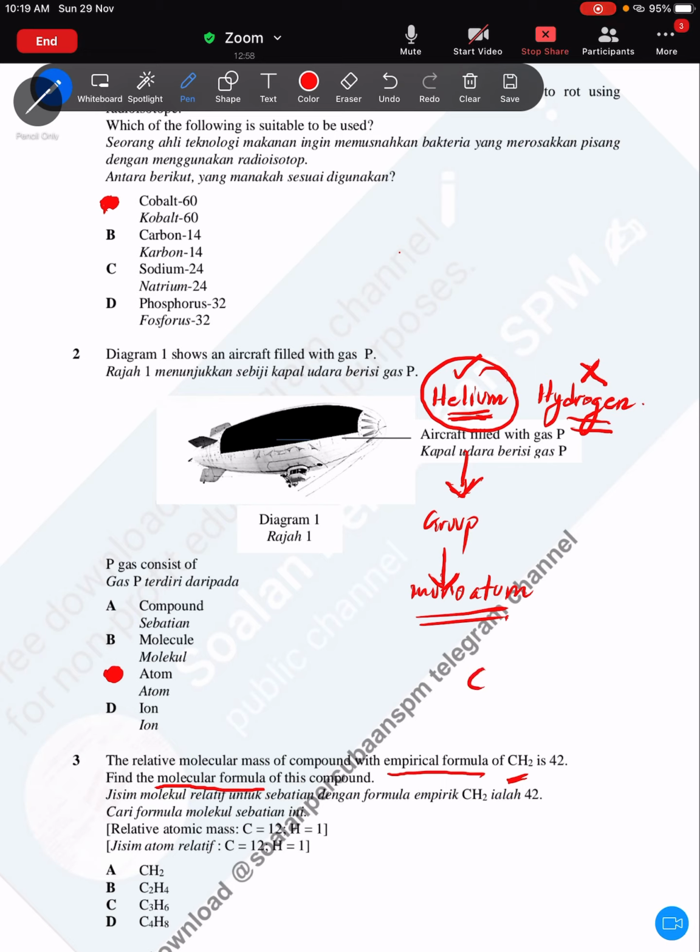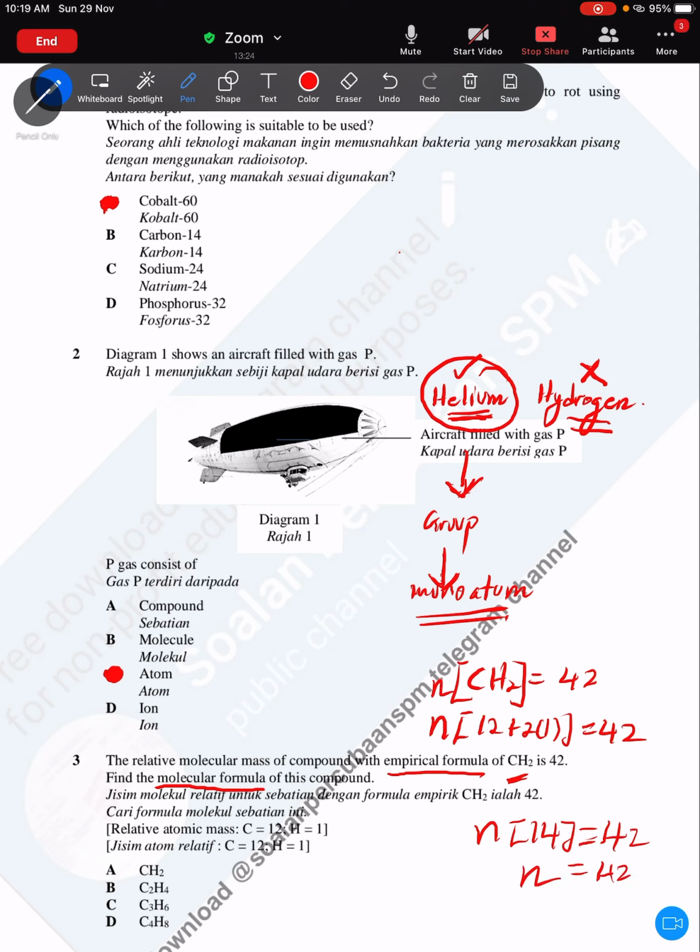Okay, you have CH2 is equivalent to 42 and n. So n times 12 plus 2 plus 1 equals 42. Then you have 14n equals 42. And you have n is 42 divided by 14. What do you get? N is what? Get ready with your calculator, guys.